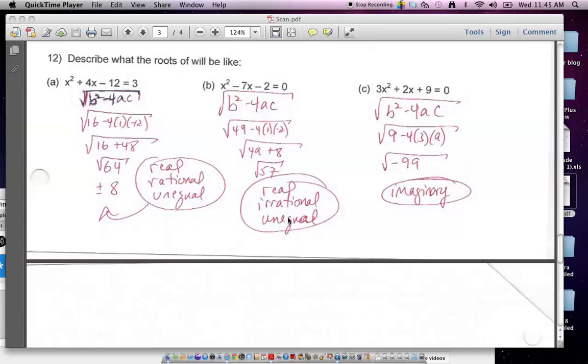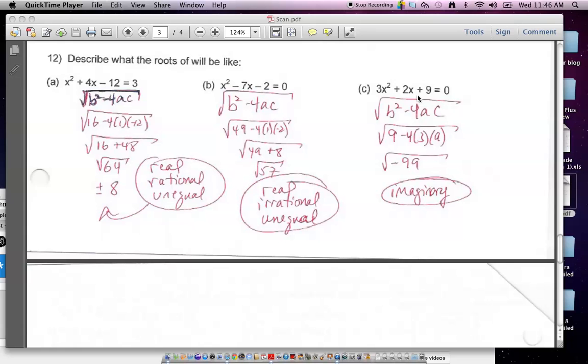And obviously it's unequal because one answer will be plus this radical 57 and the other answer will be minus the radical 57. That's two different values. The only way they will ever be equal is if what's under the radical is 0. God bless, because then plus 0 and minus 0 is the same thing.